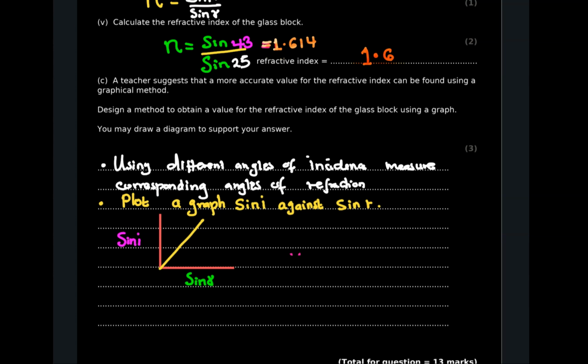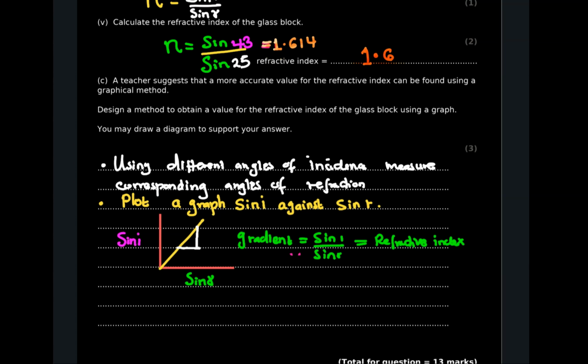Then there are some other things that we can use this graph for. We can use this graph in order to find the refractive index. So when you are using a graph to find the refractive index, you are going to work out the gradient of this line. And the gradient from here you can see is rise over run. Rise is sine i, run is sine r, then this is equal to the refractive index.